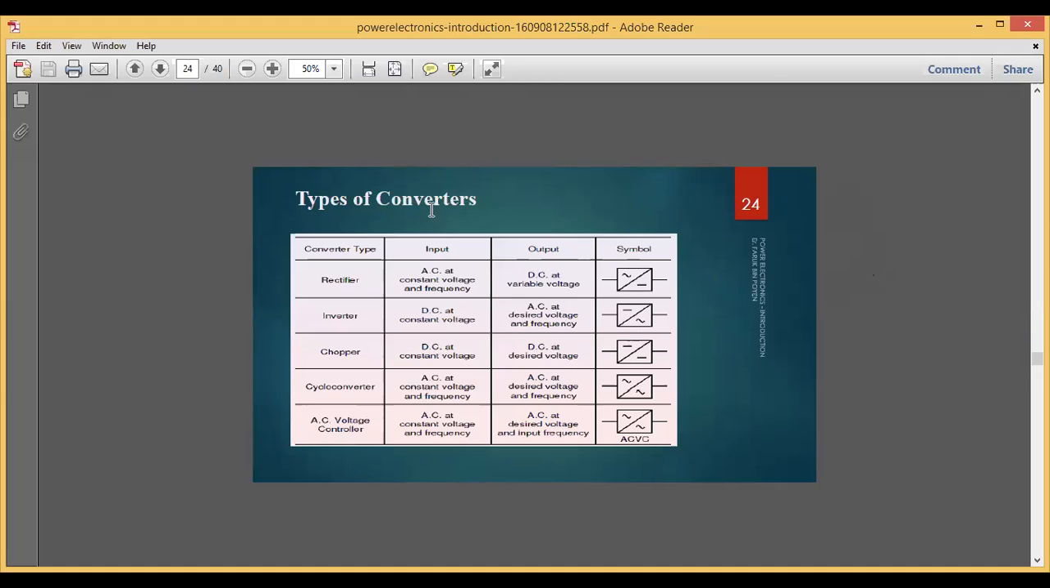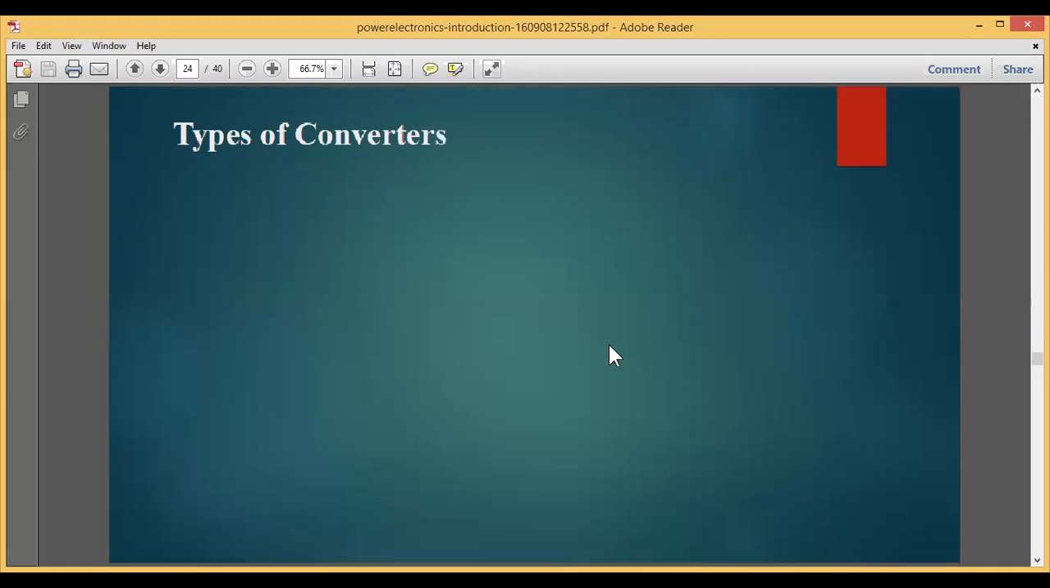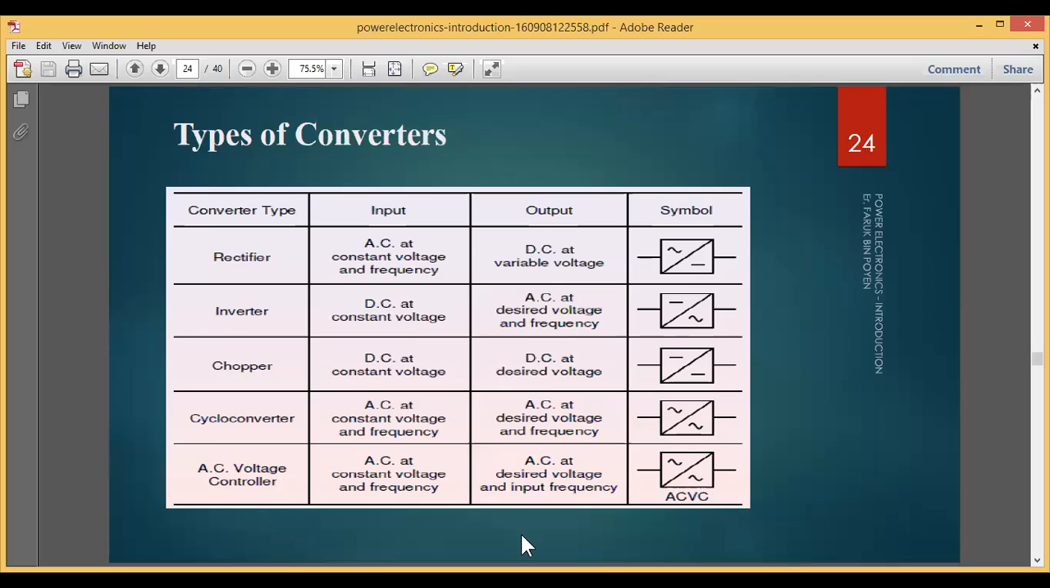Next you can see here the types of converters and their cycles. First is the rectifier which converts AC to DC. You can see the input is AC, constant voltage and frequency, and the output is DC voltage. You can see the symbol here. Input is AC, the symbol of AC is a sine signal. The symbol of DC is a straight line. This is AC to DC, the first type of converter.